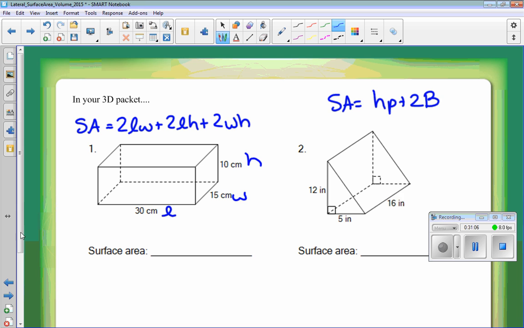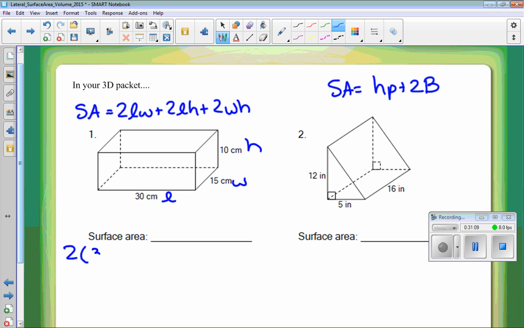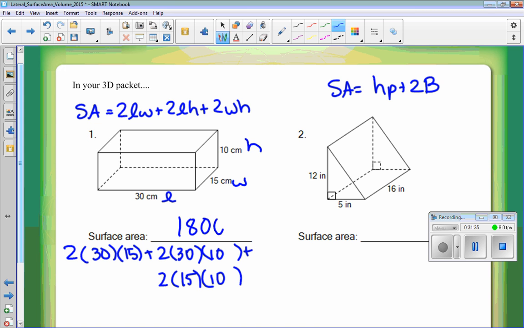So we're just simply going to say 2 times 30 times 15 plus 2 times 30 times 10 plus 2 times 15 times 10. And what's the total surface area going to be in this case? 1,800. And what would the units be? Centimeters squared. Okay? So that's the units we're using. But that's the work for it.